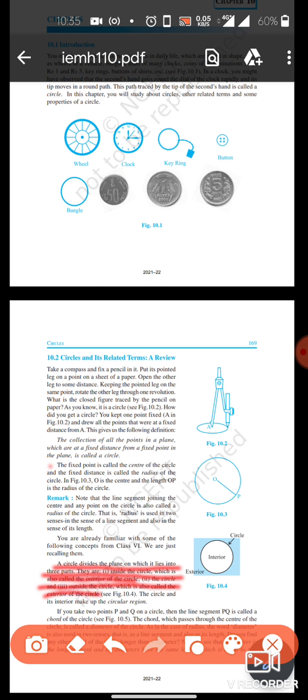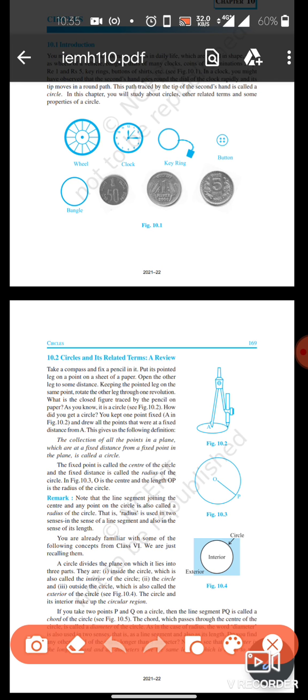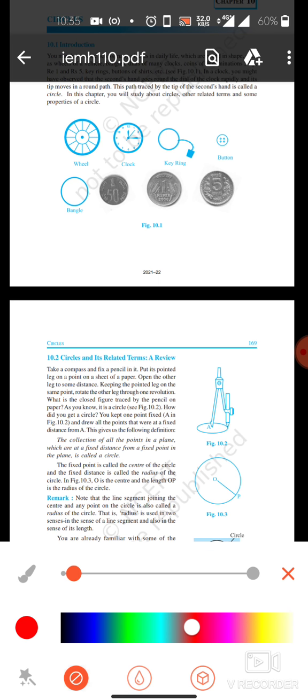Now the next point is the circle and the interior region. Suppose I have made a circle over here. This circle and all the interior region, meaning the whole interior region, is known as the circular region. The circle and the interior region together form a circular region.